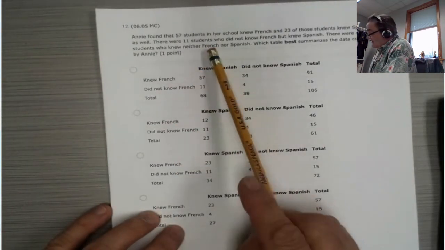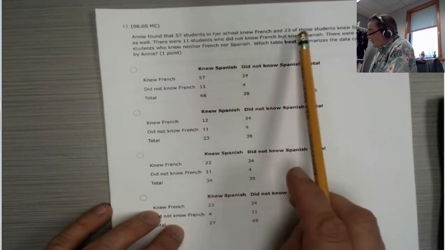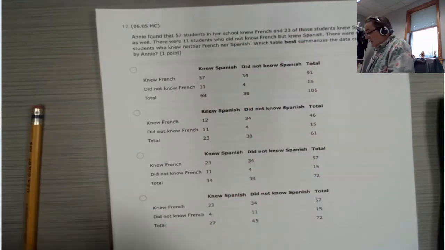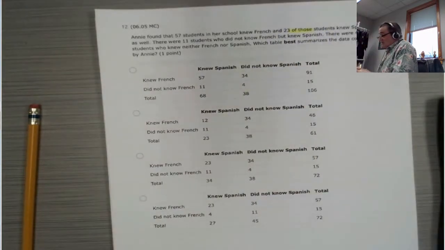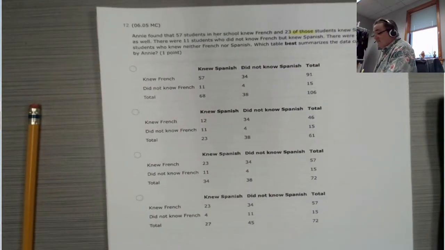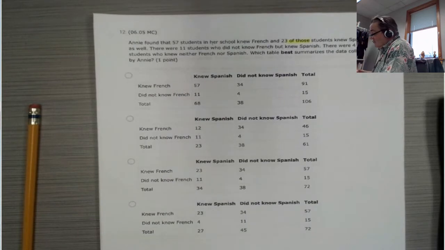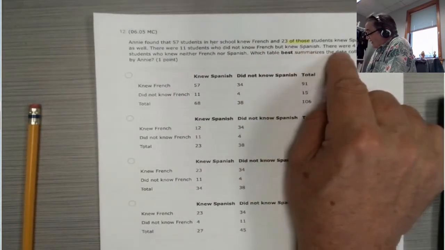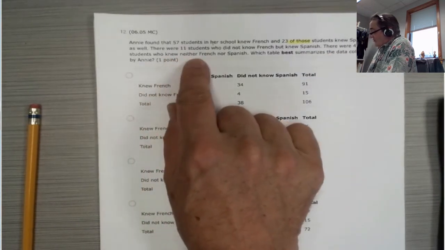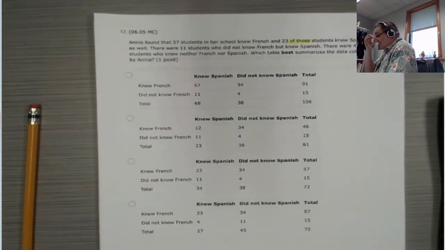Andy found that 57 students in their school knew French, and 23 of those students, that's important phrasing, of those students knew Spanish as well. Okay? There were 11 students who did not know French, but they did know Spanish. And there were 4 students who knew neither one, neither French nor Spanish. So which table best summarizes the data collected?